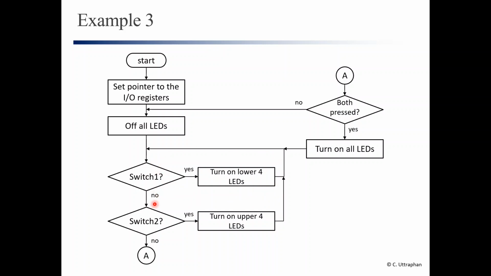But if it is not pressed, we need to check for switch 2. If it is pressed, then we turn on the upper 4 LEDs. Otherwise, we check whether both switches are pressed or not. If both are pressed, then we turn on all LEDs. Else, if none is being pressed, then go back to turn all the LEDs off, and repeat the operation until you turn off the supply.